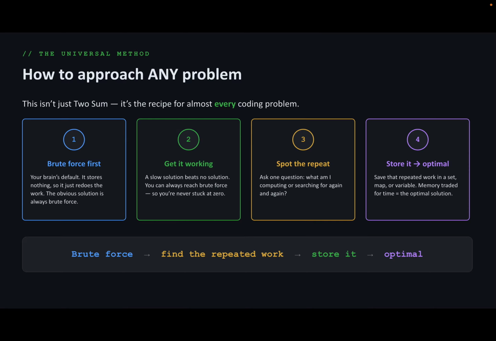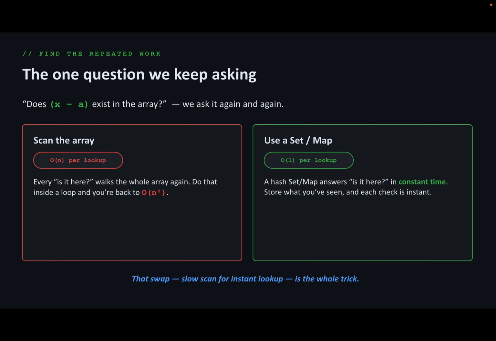So that's the pattern for everything. Let's actually do it now. What's the repeat here? It's this: we keep looking for x minus a in the array, over and over, and every time we scan to check, that scan is O(n). So what if we just remembered what we have already seen? Throw it in a hash set or a map, and now that check is instant, O(1). That's the optimization, just that one swap.